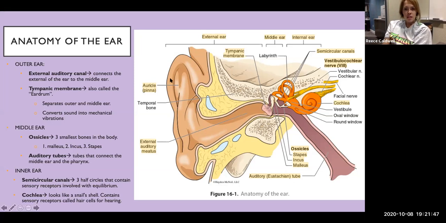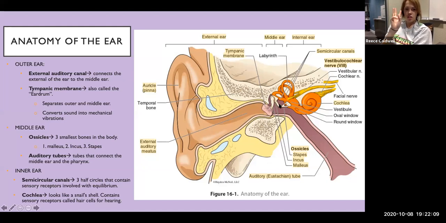So pinna catches the sound waves, sends them down the external auditory meatus, hits the tympanic membrane, which will vibrate and convert those sound waves into vibrations. Then we get into the middle ear. So now we're into the middle ear. And inside the middle ear, we have the ossicles.